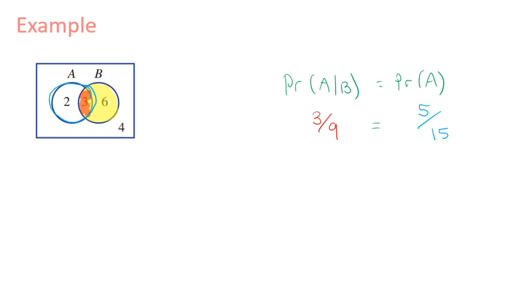They are equal because if I simplify the fractions, 3 out of 9, if I find a common factor, 3 goes into both, so divide them both by 3. So 1 out of 3. And 5 goes into both of these, so divide by 5. 1 out of 3. So therefore, they are independent.